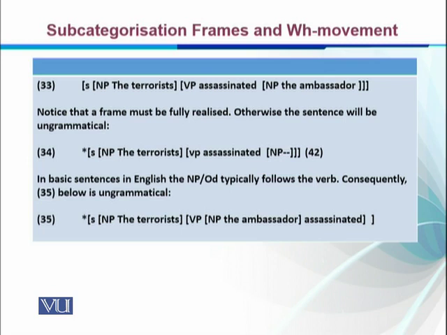In the basic sentence in English, the NP, which is the direct object, typically follows the verb. So the sentence will be incorrect if we move it before the verb. If we say the terrorist, the ambassador assassinated, this is not possible because assassinated must be followed by a noun phrase, not preceded by a noun phrase as its direct object.